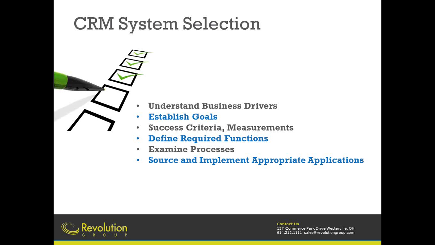And in conclusion, we want to talk very briefly about system selection. And Revolution Group is a technology solutions company. We are a consultancy, so we adhere to some very rigorous disciplines in and around system selection. And we advise that you start with the business drivers. What are the business drivers? What are we trying to accomplish? What's behind this?